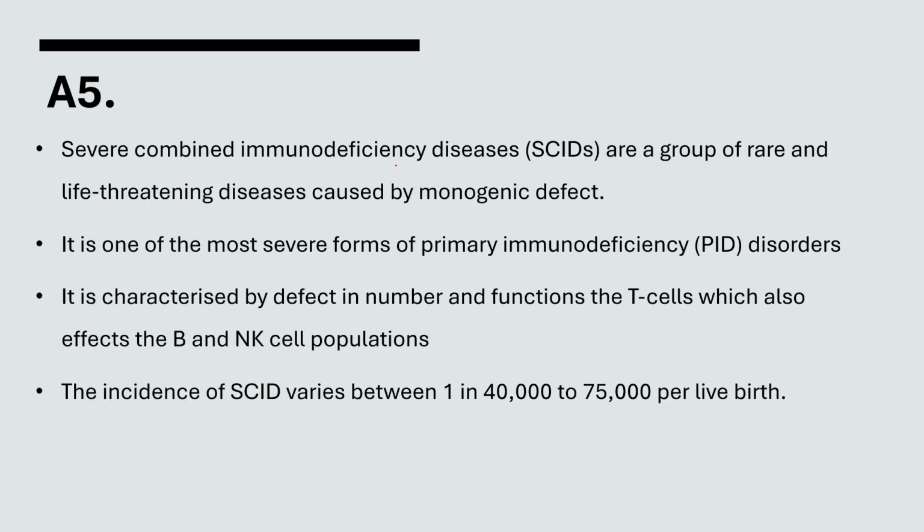Severe combined immunodeficiency diseases, SCIDs, are a group of rare and life-threatening diseases caused by monogenic defects. It is one of the most severe forms of primary immunodeficiency disorders, and it is characterized by a defect in the number and function of T cells, which also affects the B cell and NK cell populations. NK cell means natural killer cells. The incidence of SCID varies between 1 in 40,000 to 75,000 per live birth.